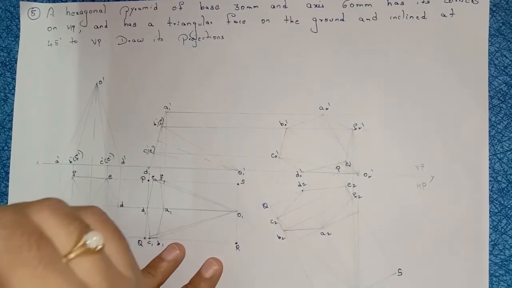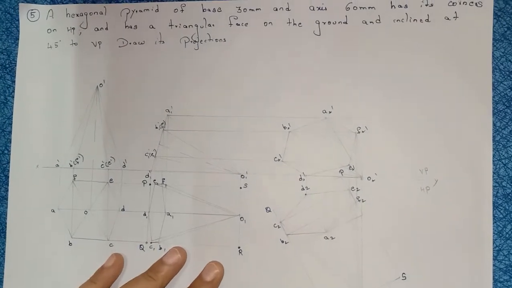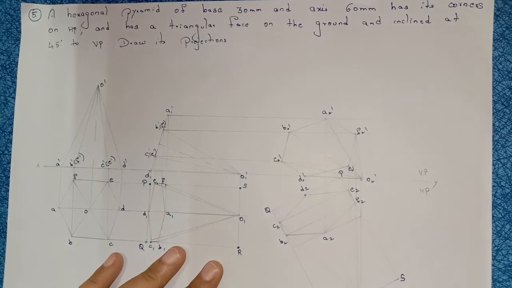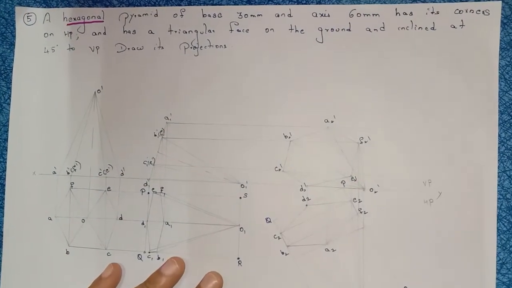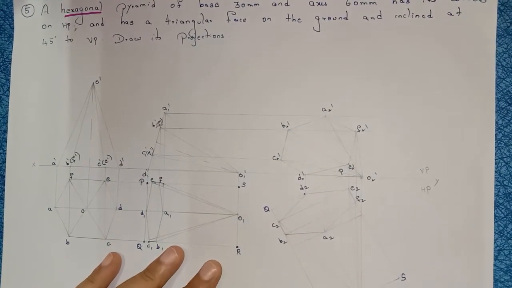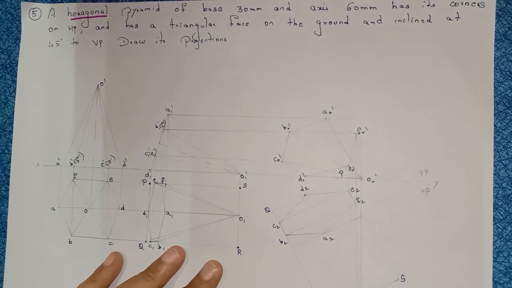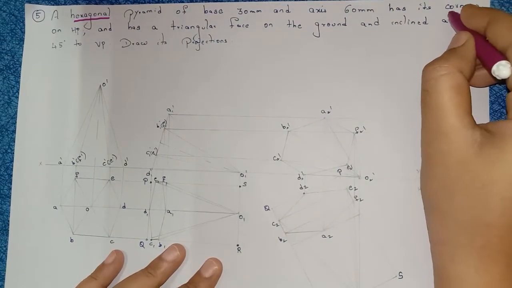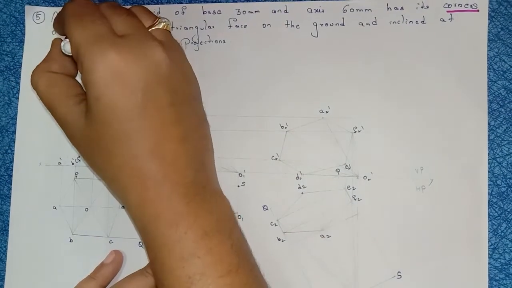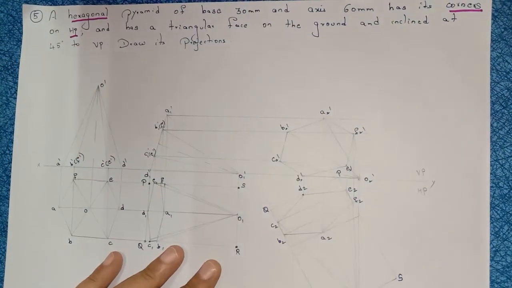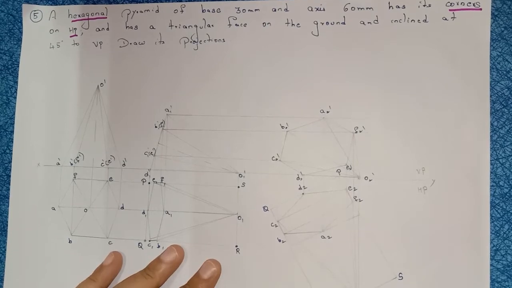So, what is the first point? Name of the polygon, right? What is the name of the polygon here, what are we going to draw? Hexagon. Hexagon is the name of the polygon. Then what is the next condition, the condition you have to start? Condition here is corners. Where do we have to start the problem? On HP. Coming to inclinations, what are the inclinations here?